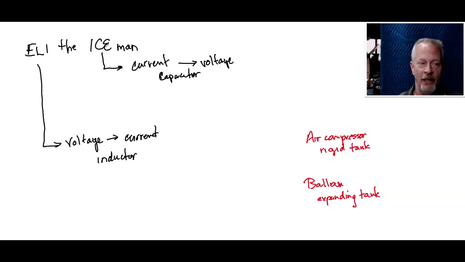So looking at Eli the Ice Man, let's talk about these two things. An air compressor being a rigid tank, look at what happens when you turn on the air compressor. When you turn on the air compressor, the engine starts, the pump starts, air starts to flow into this rigid tank, and after the air has flowed into the tank for a while, the tank starts to develop pressure, and you see the pressure gauge start to go up at that point.